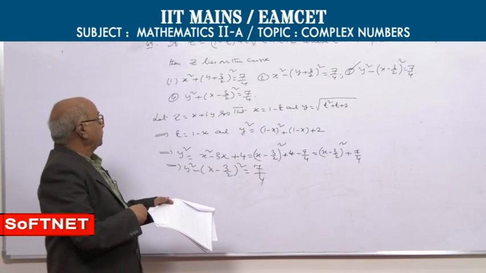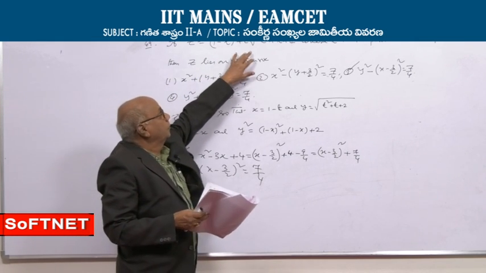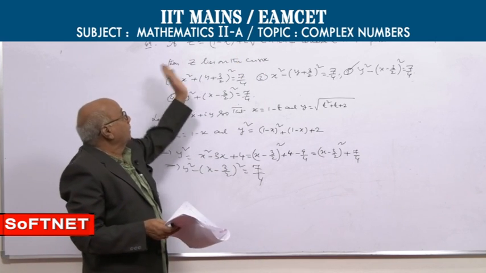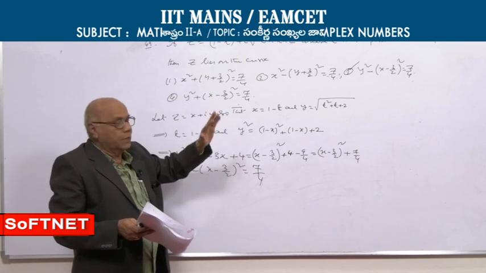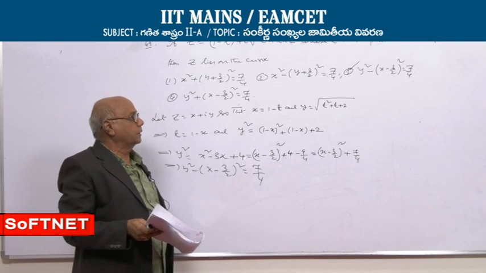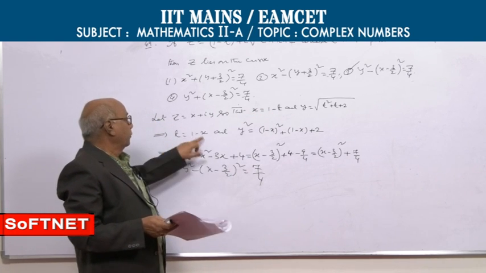Let z = x + iy. Then x + iy = 1 − t + i√(t² + t + 2). So comparing and equating real and imaginary parts, x = 1 − t and y = √(t² + t + 2). Since x = 1 − t, that is t = 1 − x.